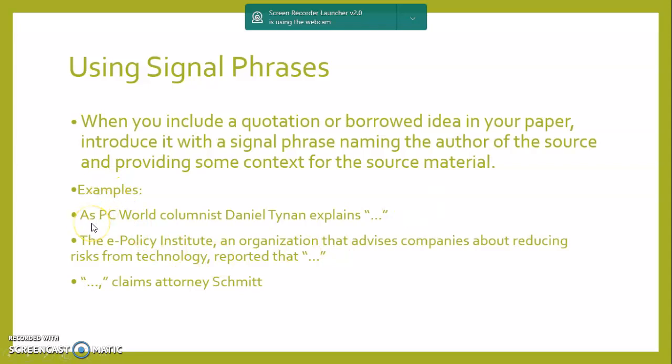This is the example. 'SPC World columnist Daniel Tennant explains.' We quoted that. Schmidt is an attorney, Daniel Tennant is a columnist, and the E-Policy Institute is an organization that advises companies about reducing risks from technology. So you need to mention the background. Who is this person? What is this institution, that we need to consider his or her idea?